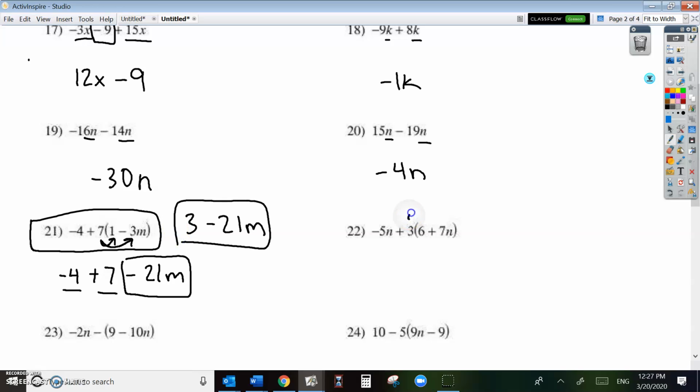This one, number 22, is looking for 3 groups of 6 and 3 groups of 7n. Bring the -5n straight down. 3 times 6 is 18, and that's plus. And then 3 times 7 is 21, but it has an n with it. Combine your -5n and your positive 21n, so you get 16n plus 18.